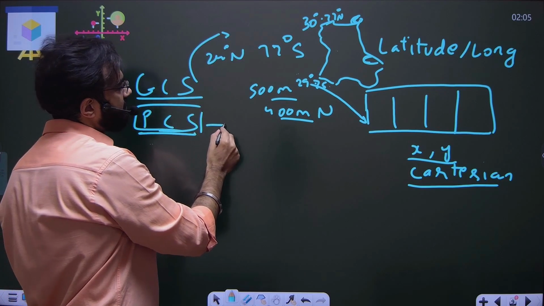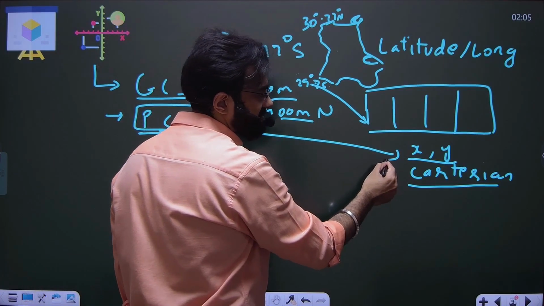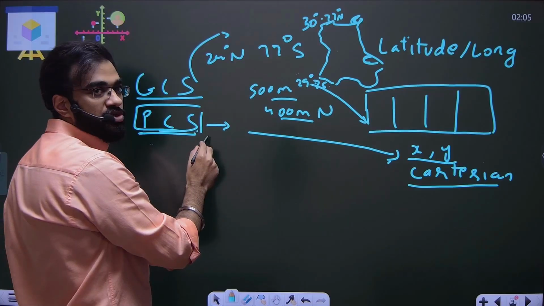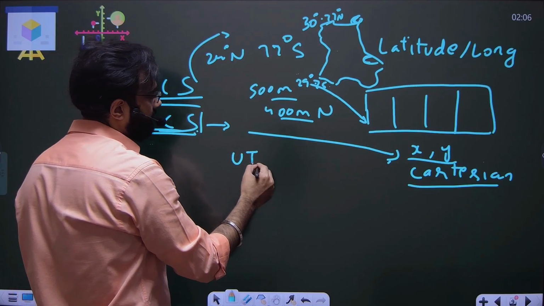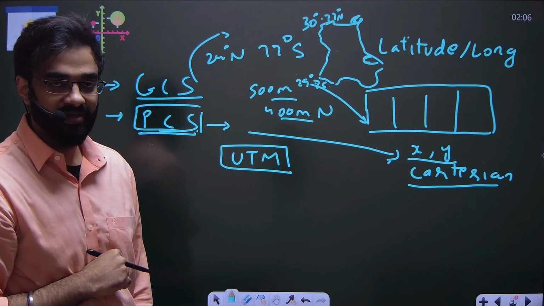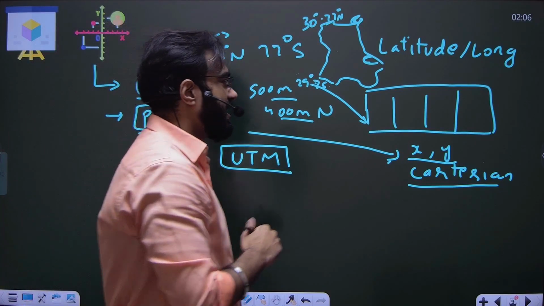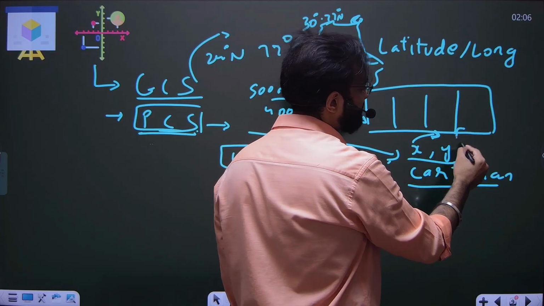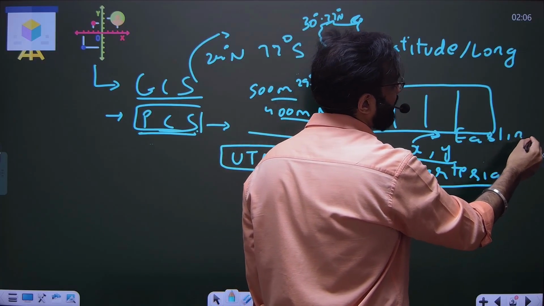Projected coordinate system is used for the Cartesian coordinates, x and y coordinates. The most commonly used PCS is the UTM, Universal Transverse Mercator Projection. Mercator we have already discussed. And here x coordinates refers to the easting or represents the longitudes.